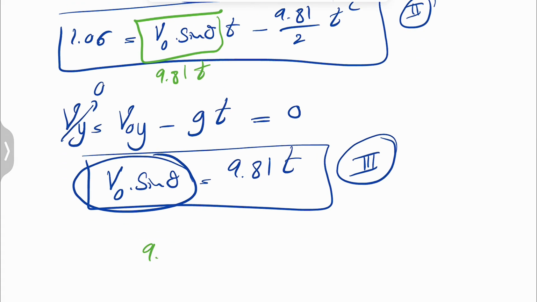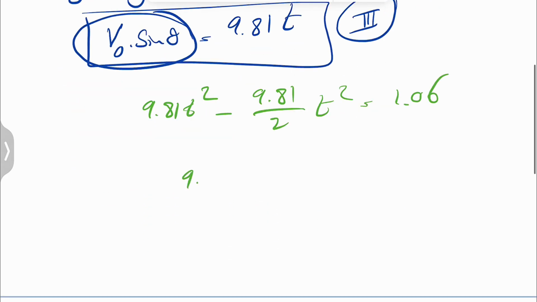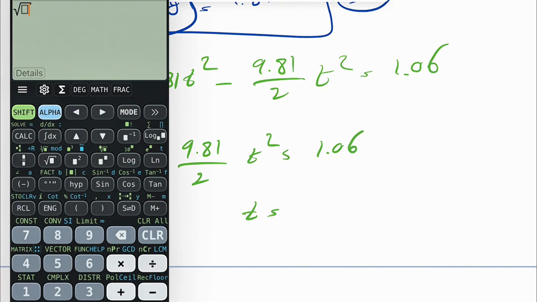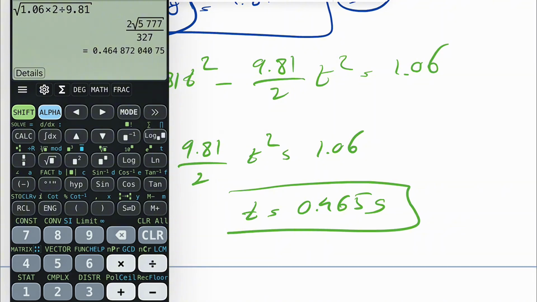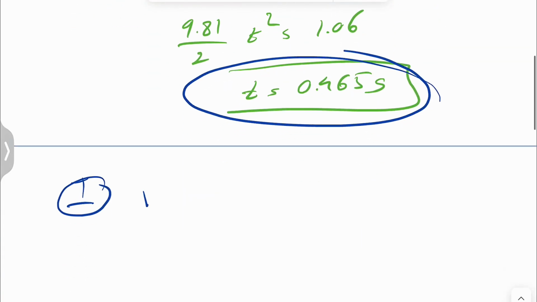So basically we have 9.81 t times t, which is 9.81 t squared, minus 9.81 divided by 2 times t squared, equal to 1.06. This is basically 1/2 of 9.81 t squared equal to 1.06. From here we get two t's. One of them is negative, and obviously that's not acceptable for us. So we have t equal to the square root of 1.06 times 2 divided by 9.81. So t would be 0.465 seconds.